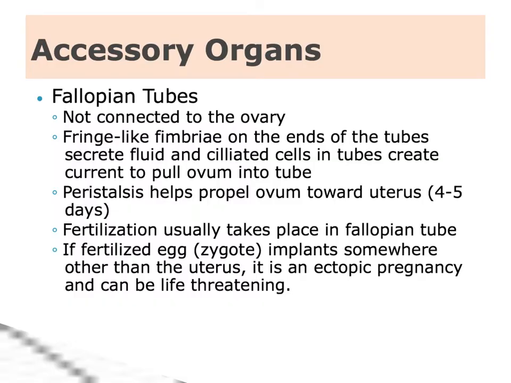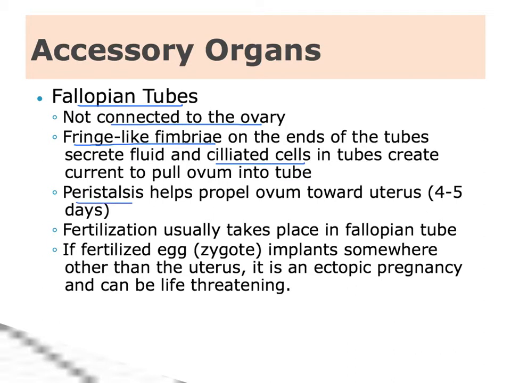The accessory organs for the female system also are based on tubes. The fallopian tube, as I already mentioned, is not connected to the ovary. The end of it has these fringe-like fimbriae, and they're secreting a fluid that, along with ciliated cells in the tubes themselves, create a current that just sort of gently pulls the ovum into the fallopian tube, but it can go the wrong way.